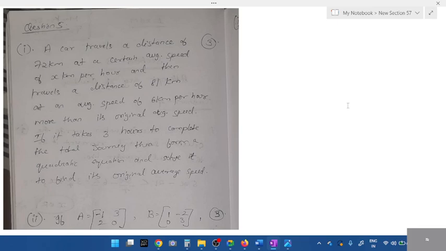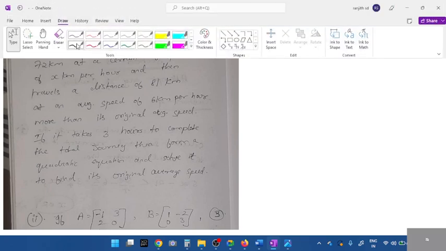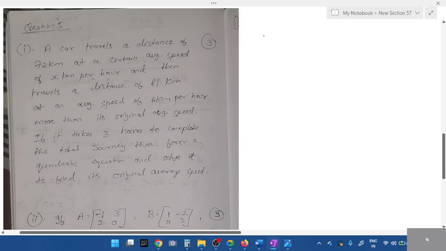In that distance question, I wanted you all to try this. I already explained it 2 or 3 days back. What's the formula? Distance is equal to speed into time. This is the base formula.